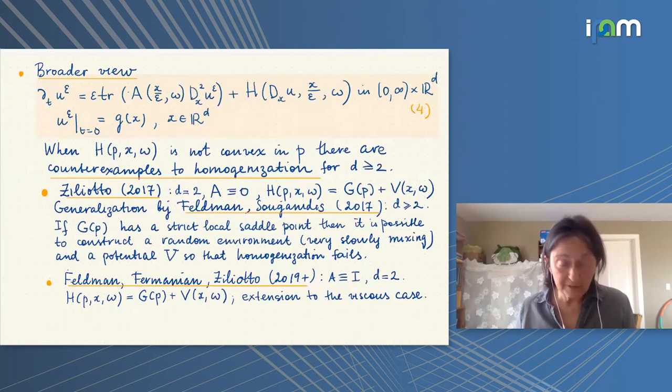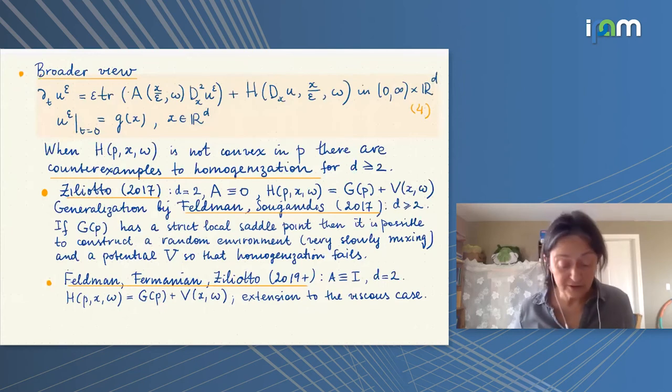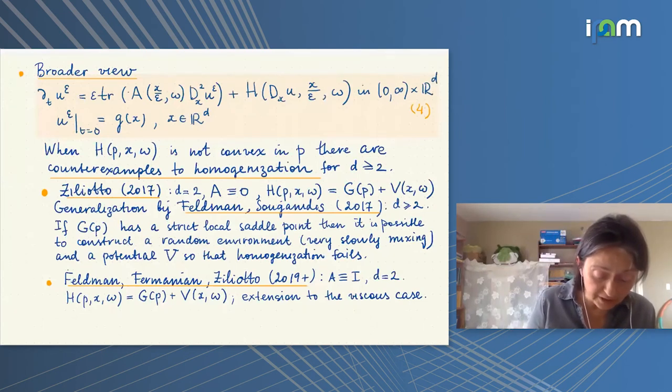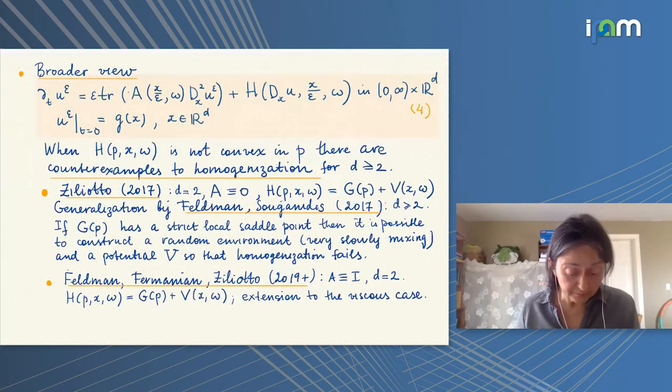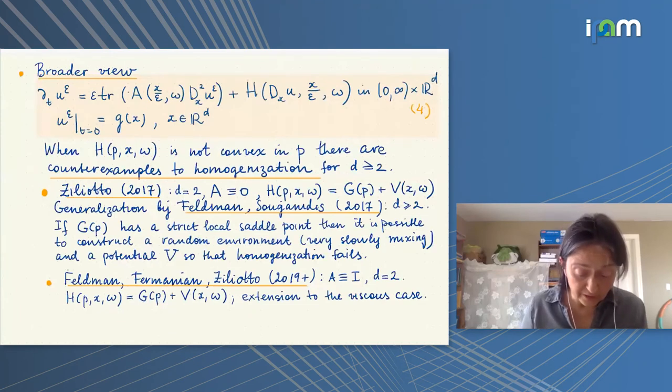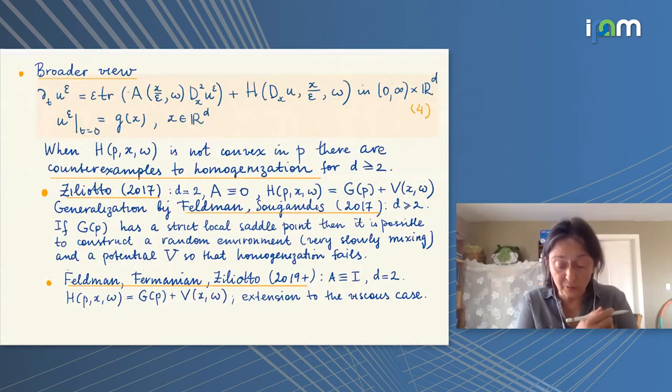Then I would like to spend some time to discuss literature. Of course, the one-dimensional case is a very special case. And in general, we are interested, say, in this class of problems in R^d. So A is a non-negative definite matrix. H is a Hamiltonian. In general, I'm interested in non-convex Hamiltonians, which are superlinear and satisfy natural conditions.